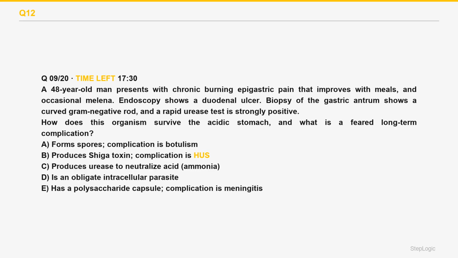Read the command: how the organism survives acid and a feared complication. Duodenal ulcer, curved gram-negative rod, urease positive. Helicobacter pylori, urease neutralizes acid, risks MALT lymphoma and gastric cancer.